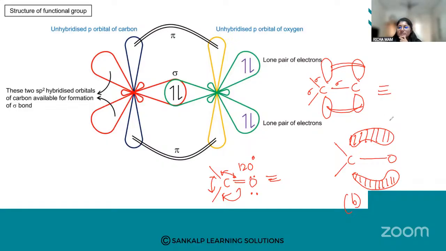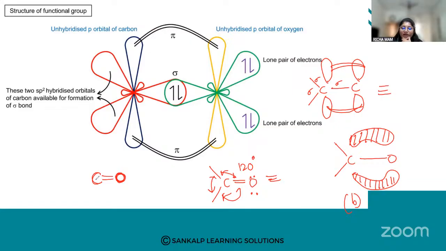So this is the structure of the functional group. Here the CO bond is a polarized bond. Why? Because the oxygen atom is a highly electronegative atom, so it tends to pull the electrons towards itself. As a result, polarization occurs. The oxygen gets the partial negative charge, and the carbon gets the partial positive charge.